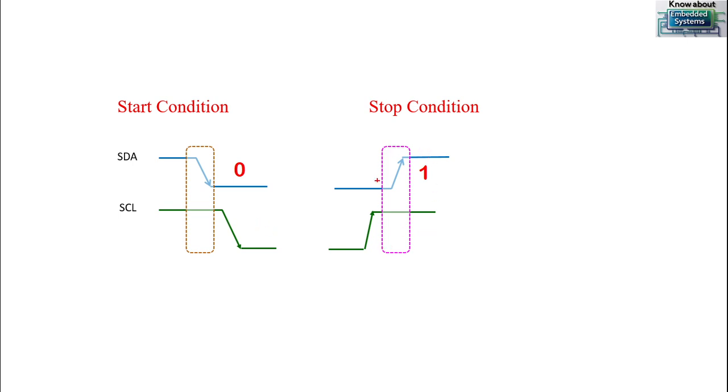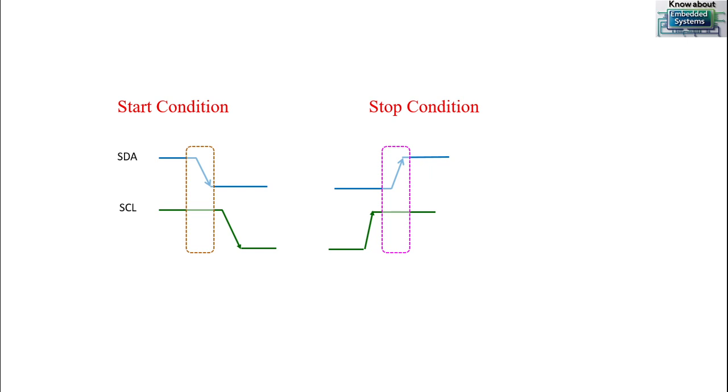Similar to this, the stop condition, the same thing again. First the clock should go high, later the data should go high. So in the case of the start condition, first data should go low, later the clock should go low. And in case of the stop condition, first SCL should go high, and next the data line should go high. So in this way we can manually generate start and stop conditions. This is a very important thing with respect to I2C.